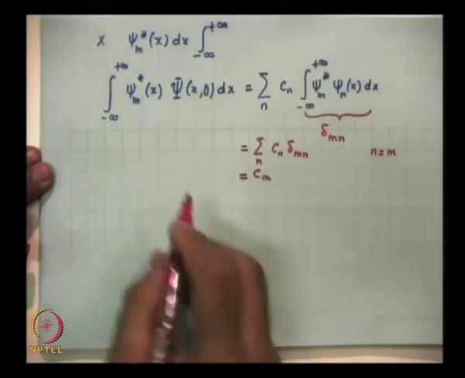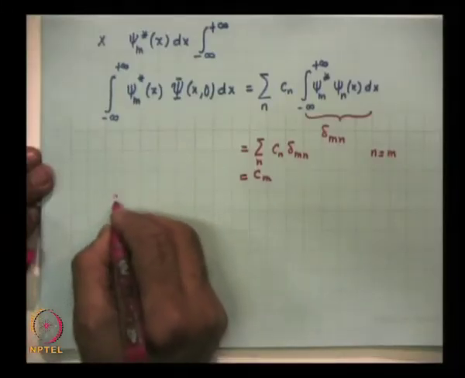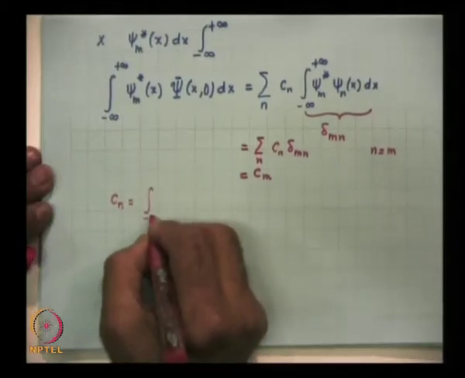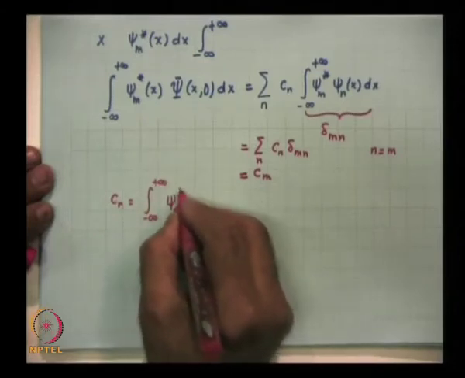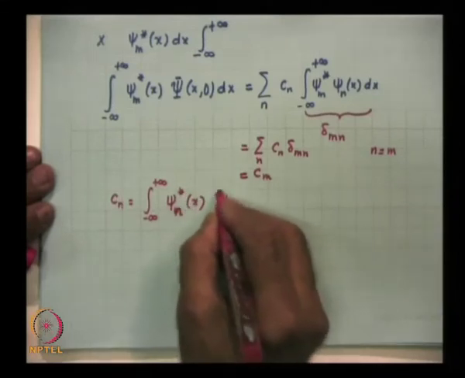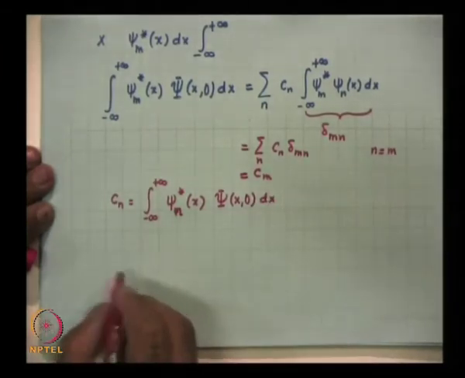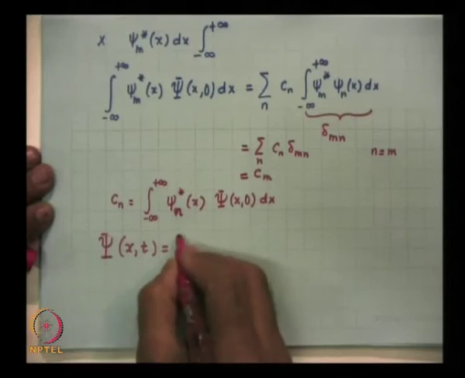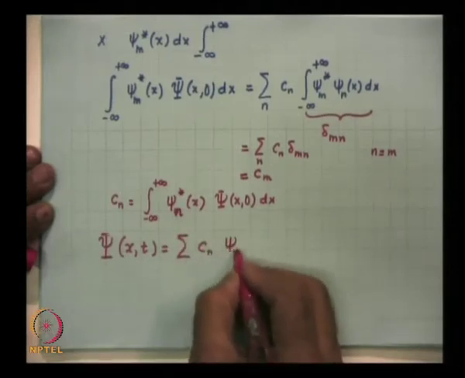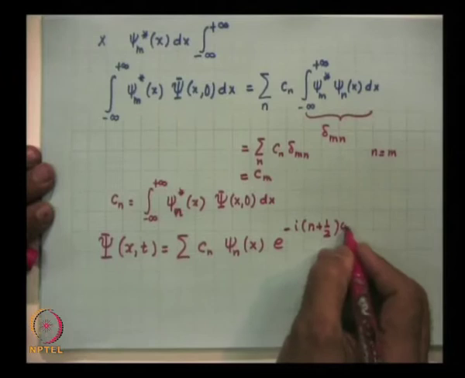So, C of m will be given by this, and therefore, once I know C of m, I know that C of n is equal to the integral from minus infinity to plus infinity of psi n star of x psi of x comma 0 dx. If I know C of n, then I can substitute it, psi of x t is equal to the sum of C n psi n of x e to the power of minus i n plus half omega t.